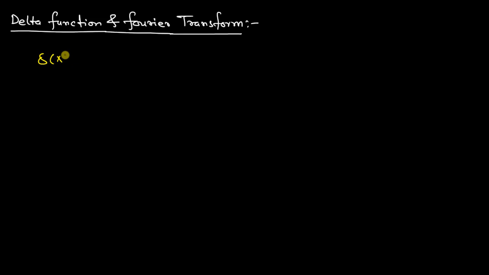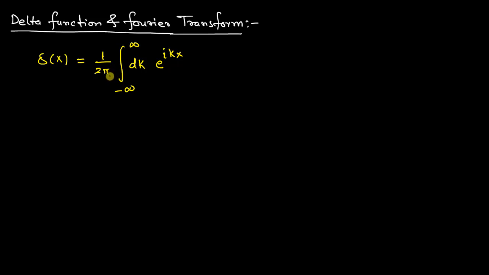So the delta function at x is defined as 1 by 2 pi. This representation depends upon how you define the Fourier transform. This is not the only way to define the delta function in terms of the Fourier transform, but this is one way. So the delta function is defined as 1 by 2 pi, the integration from minus infinity to infinity dk e raised to the power i k x.